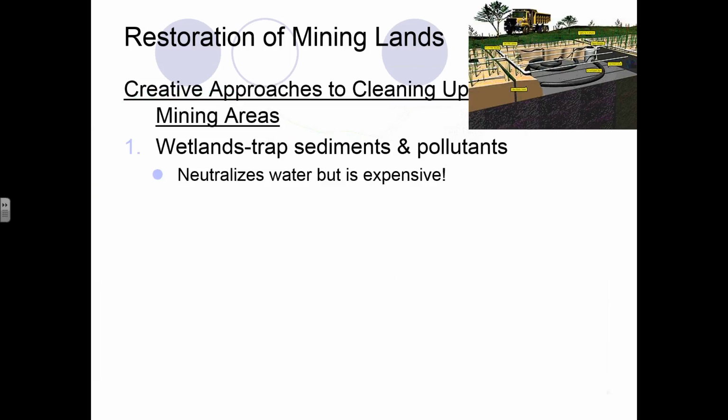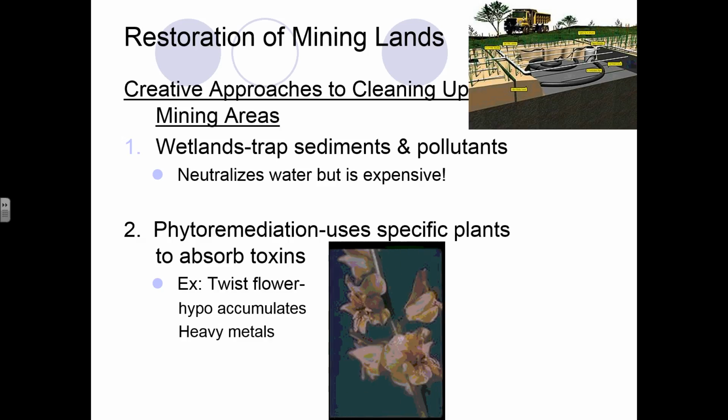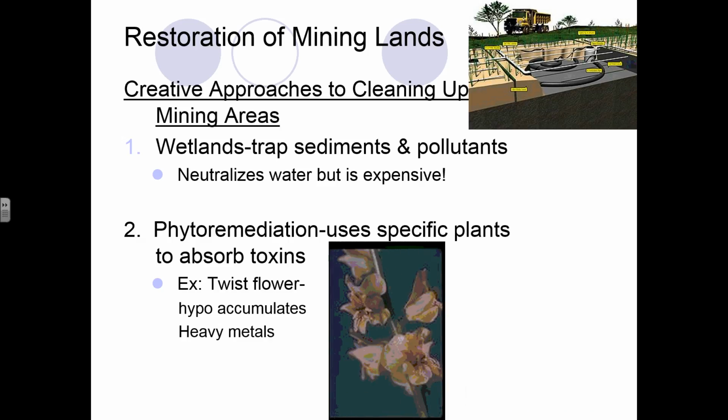Your next one is called phytoremediation. You've seen this before with the soil chapter. Whenever you see the prefix phyto, you should think plants. So phytoremediation uses specific plants to absorb toxins. So this is pretty cool. Specifically, to give you an example, the twist flower. I believe that your textbook talks about the twist flower. Here's some pictures of it. And it is a hyperaccumulator.